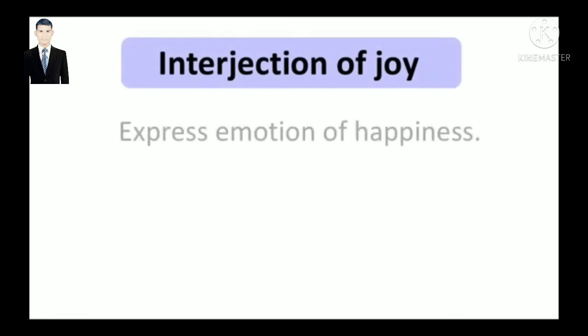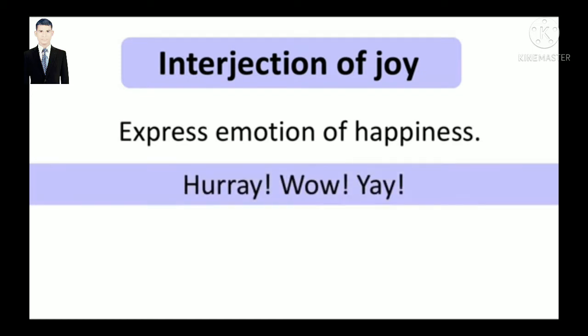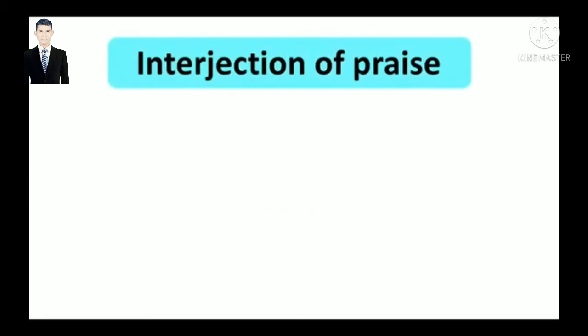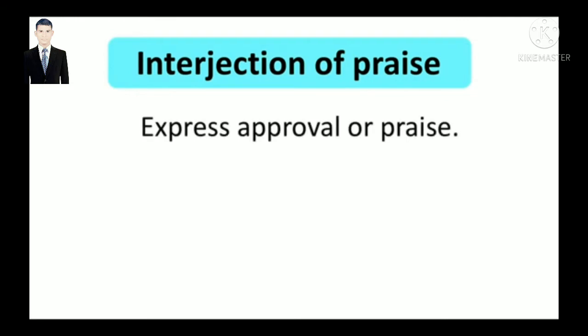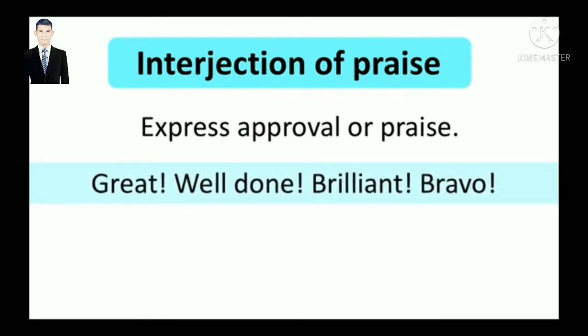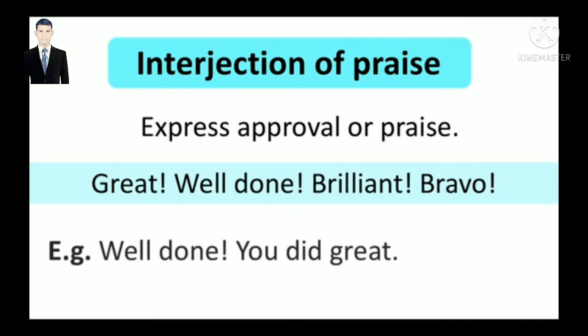Interjection of joy. This is used to express emotion of happiness. Hooray, wow, yay. For example, wow, I'm so happy for you. Interjection of praise. This type of interjection is used to express approval or praise. Great, well done, brilliant, bravo. For example, well done, you did great.